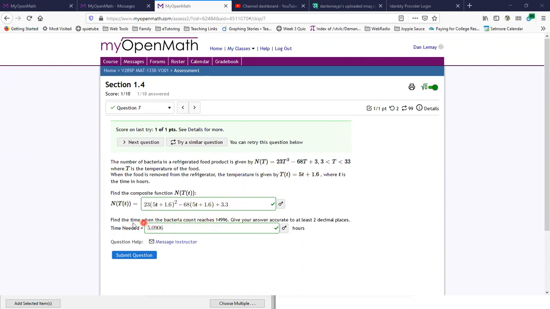Then how did I get this answer? Well, it says find the time when the bacteria count reaches 14,966. That's why. So what I did was, let me stop this share and pull up my work.